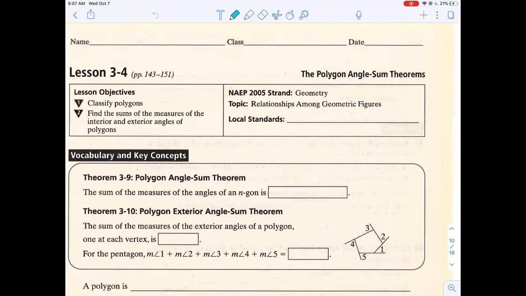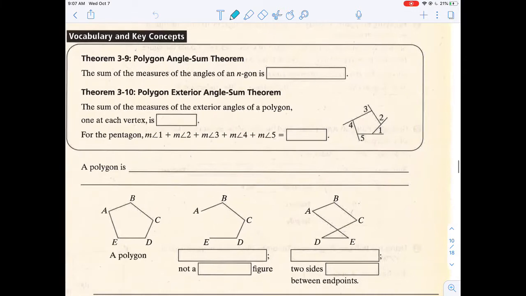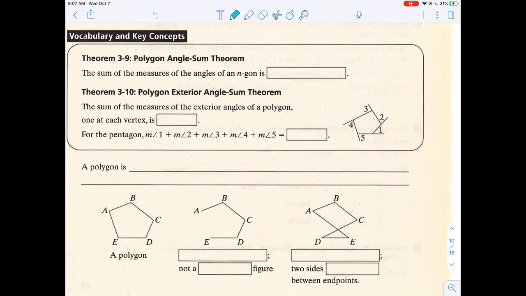All right, lesson 3-4 is the polygon angle sum theorems, and our objectives are to classify polygons and find the sums of the measures of the interior angles and exterior angles of polygons. So first, let's look at our vocabulary and key concepts.